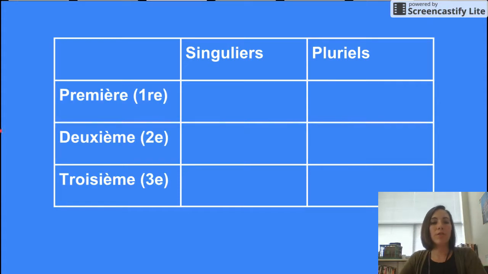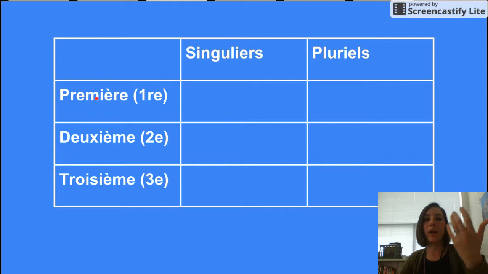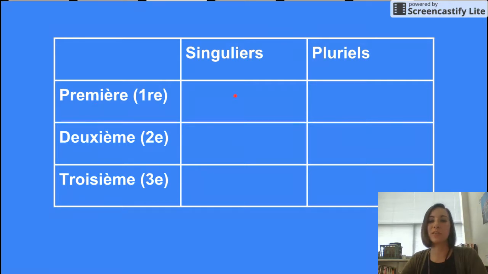We also have three persons. We have our first person, or our première personne, our deuxième personne, and our troisième personne. Our first person is referring to the person doing the action being involved in whatever they are saying. So our first person singular in English is I. Our first person plural is we, because the speaker is involved in whatever they're talking about.